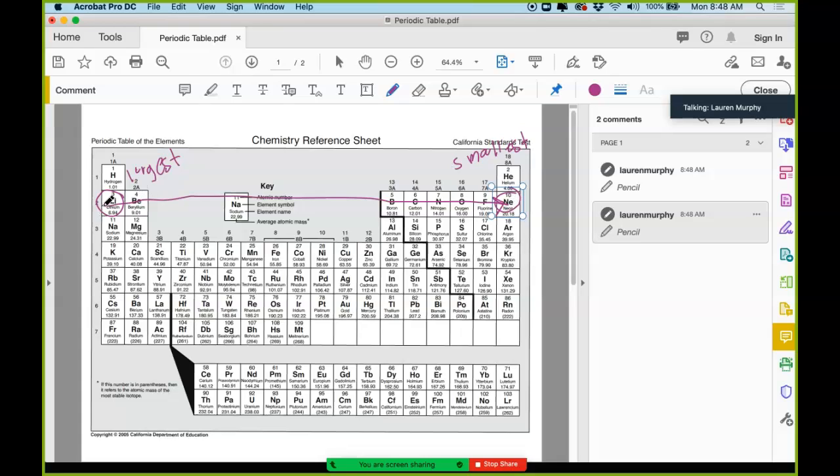So we say atomic radius decreases as you move from left to right, which means the opposite: if you would go right to left, it would get bigger. So smaller one way, bigger the opposite way. Okay.